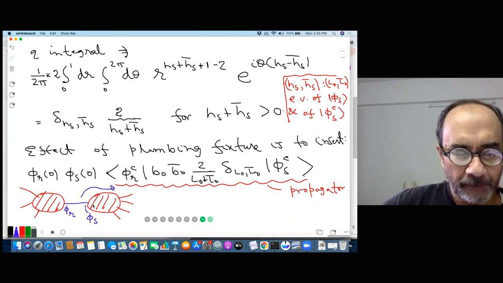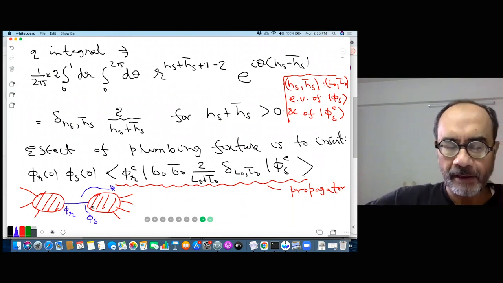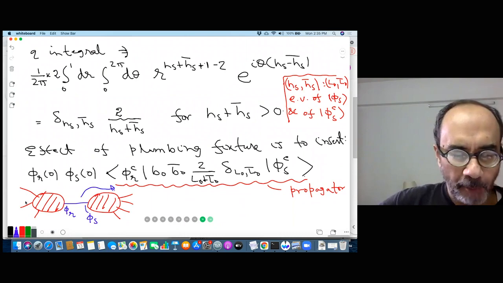So this is the interpretation if you do plumbing fixture on punctures on two different Riemann surfaces. This blob represents the amplitude on one of the Riemann surfaces, this blob represents the amplitude on the second Riemann surface, and this is the effect of sewing. So the effect of sewing is like connecting the two by a propagator.